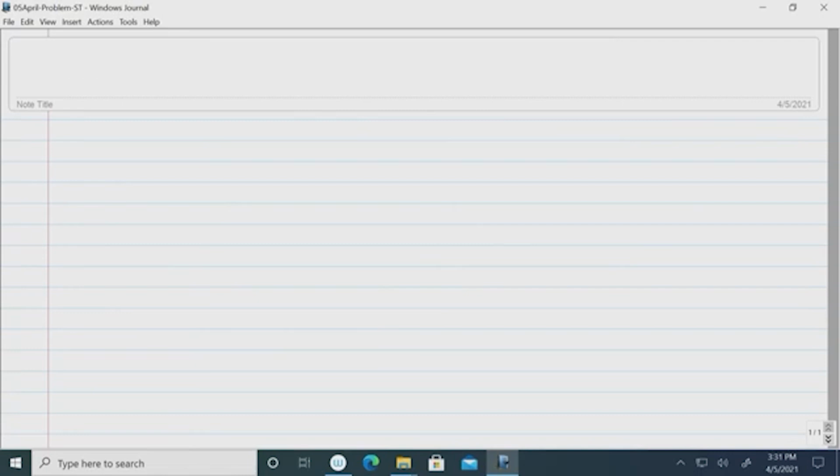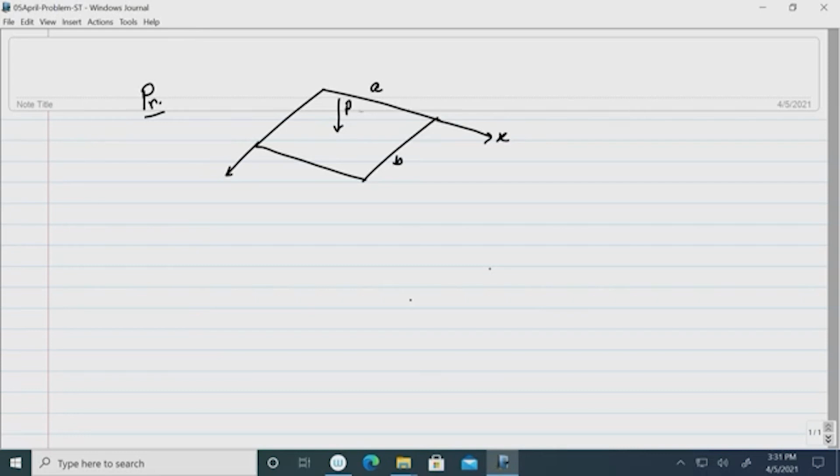So, I am discussing now a problem where I have taken a rectangular plate of sides A and B. A is along the x axis and B is along the y axis. Okay. It carries a concentrated load at the center. Say the center coordinate is a by 2 and b by 2. I have taken the origin at O, and also it is subjected to in-plane forces uniformly distributed along the edges.